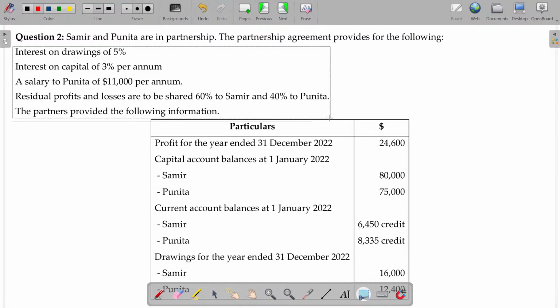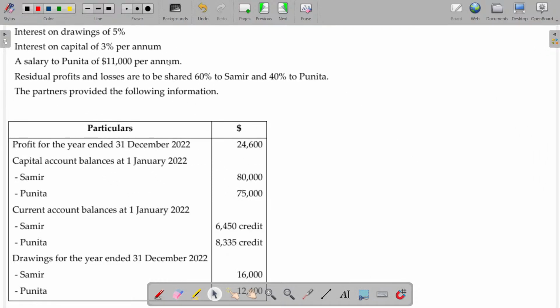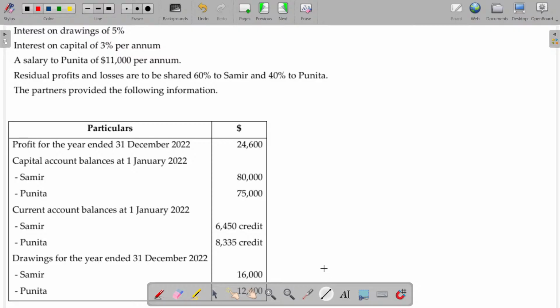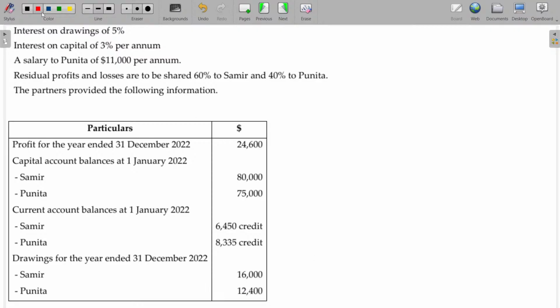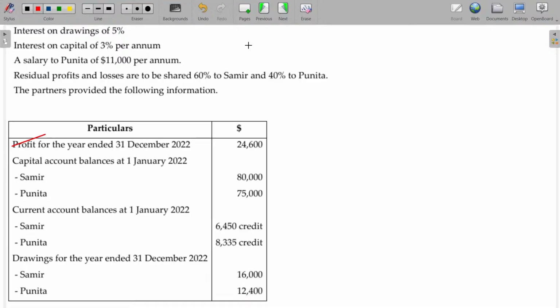These are the points. Now, profit for the year. We'll start with the profit for the year. P&L appropriation. Appropriation account.